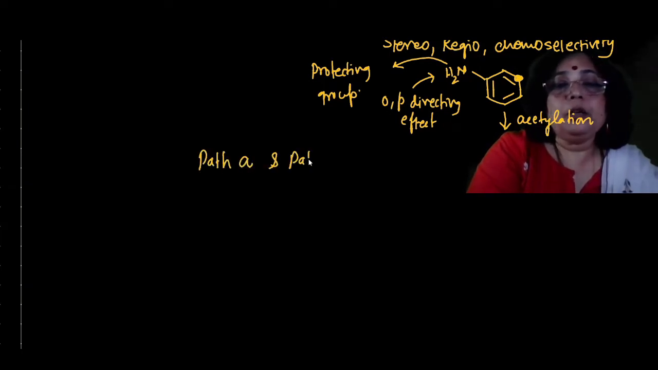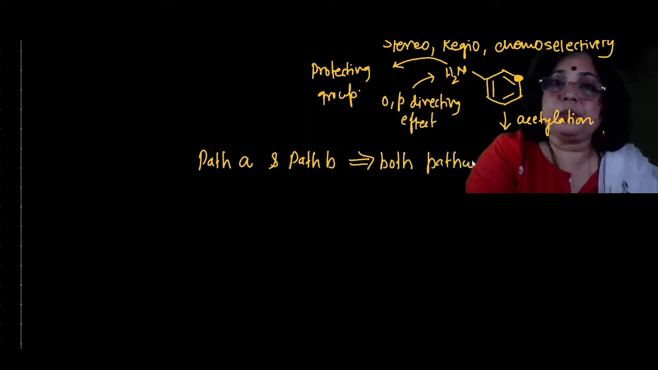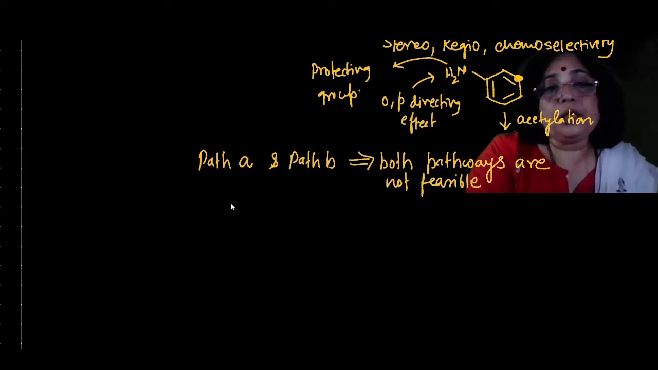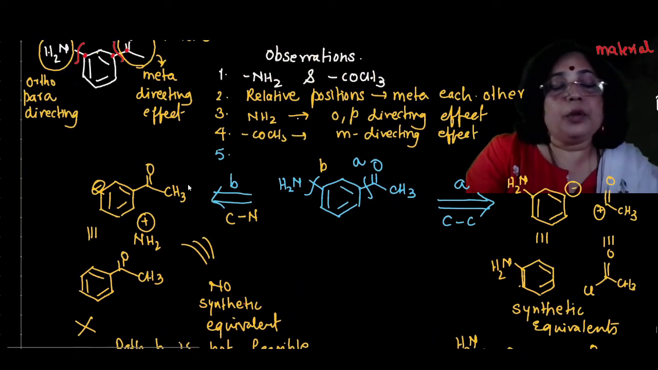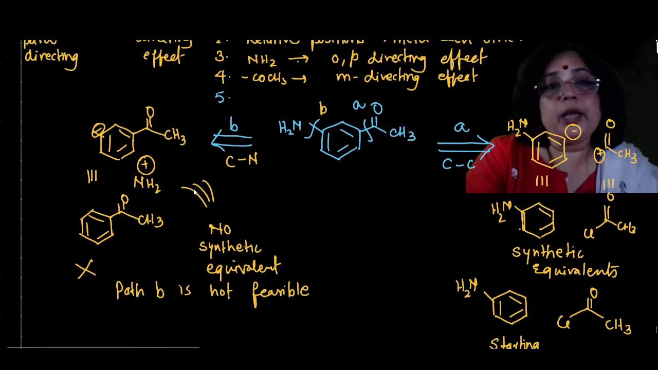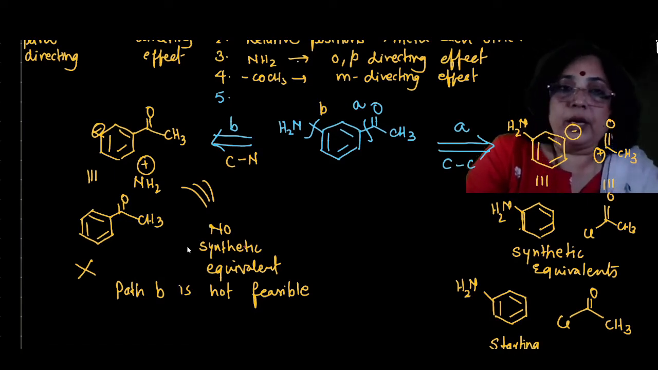and path B, both pathways are not feasible. The first pathway is not feasible. The path B is not feasible. Why is it not feasible? Because we are not getting the proper synthetic equivalents.